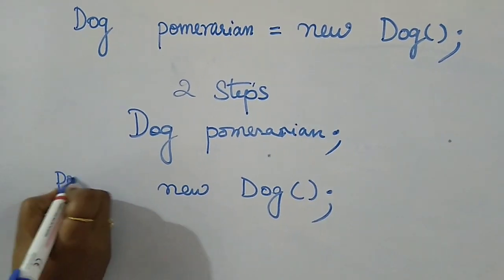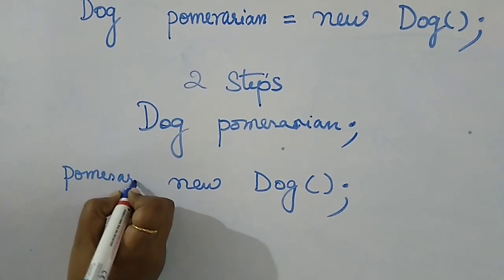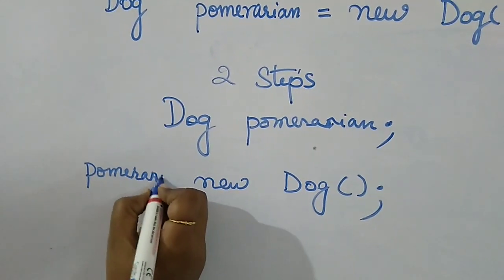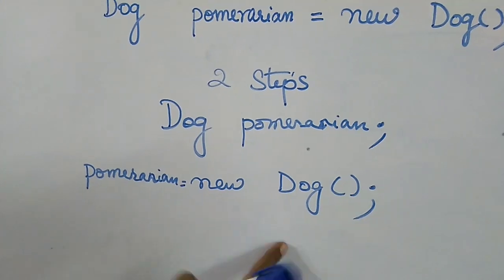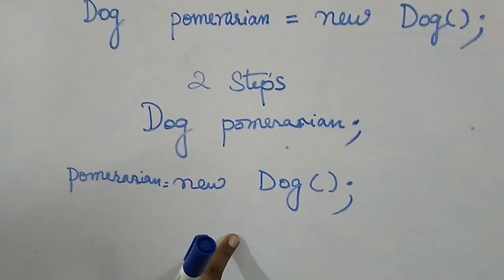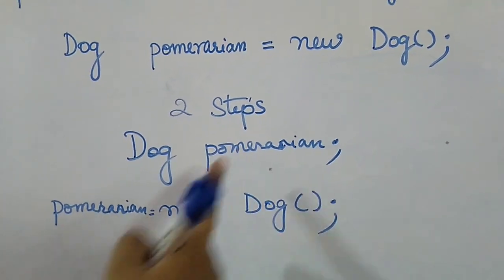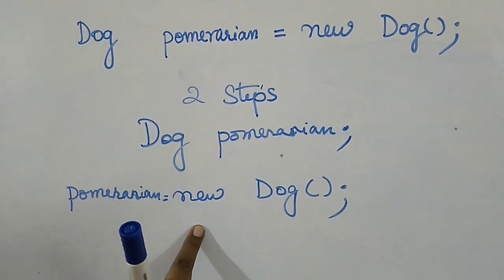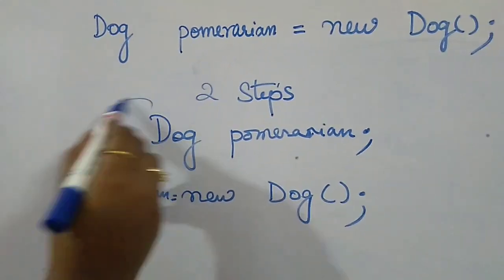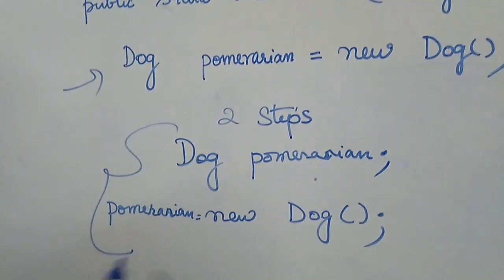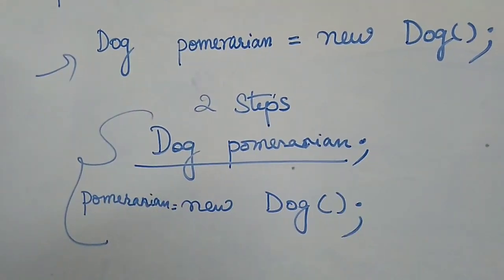Okay, Pomeranian is equal to new dog. So I have done it in 2 steps. The first step I said dog Pomeranian, and then I said Pomeranian is equal to new dog. Now these 2 steps are equal to this 1 step. But what happens here, we'll be seeing.